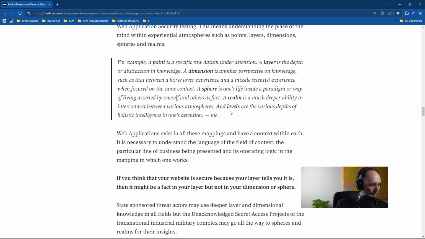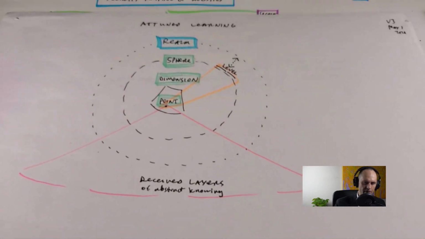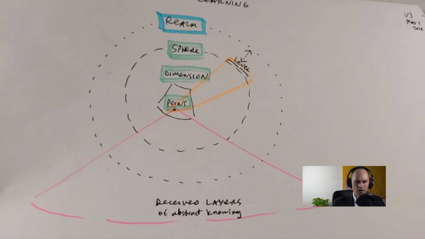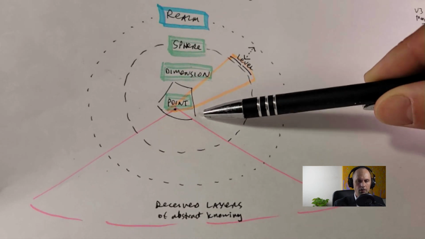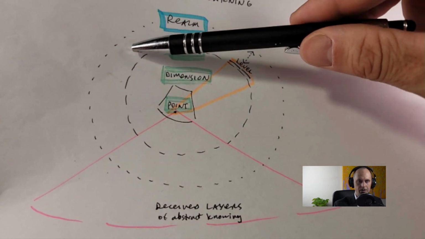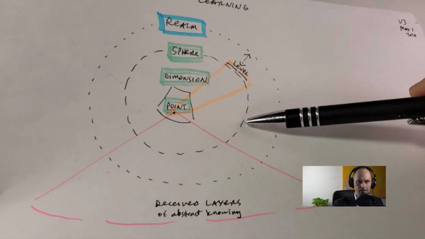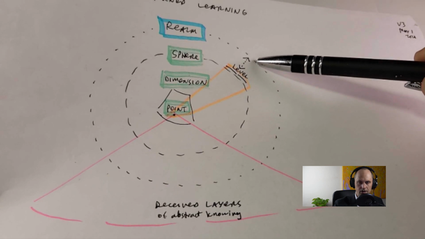I'm going to place a map in front of me and I'll load it up. There it is. It's a map of a future version of this article, so I'm from the future. And you see how on this map, this is the point. So the realm is the deeper ability to interconnect between atmospheres. The sphere is one's life inside a paradigm. The level here, the various depths of holistic intelligence in one's attention.